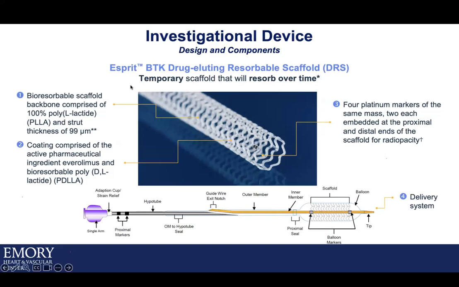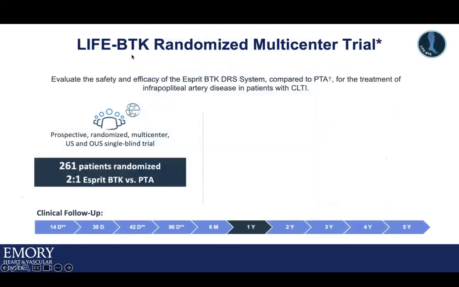The only thing you can see in the future, if you do fluoroscopy, are these small platinum markers, two here, two at the other end. They're very hard to see, but there are these small markers that you can see, but the whole scaffold will disappear in a few months.